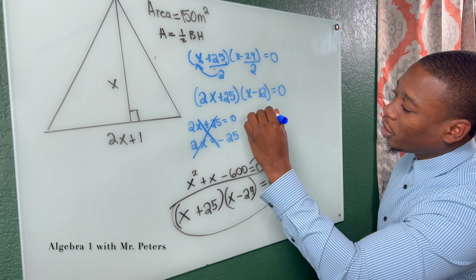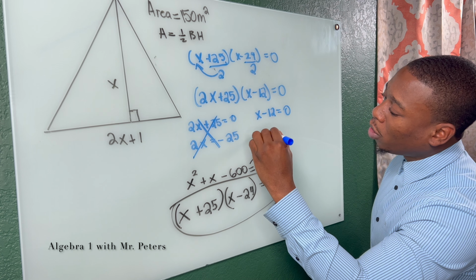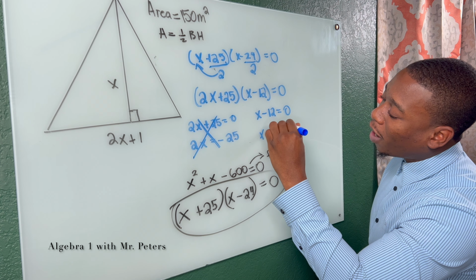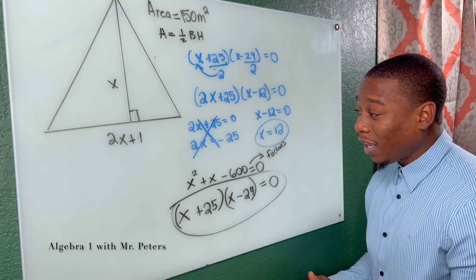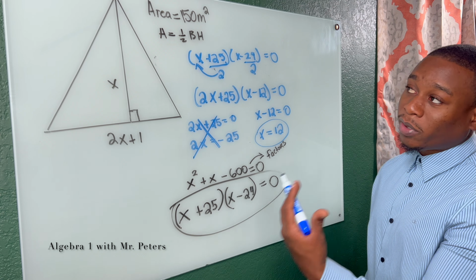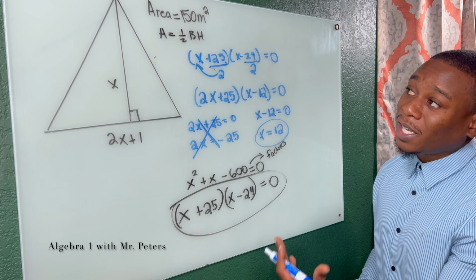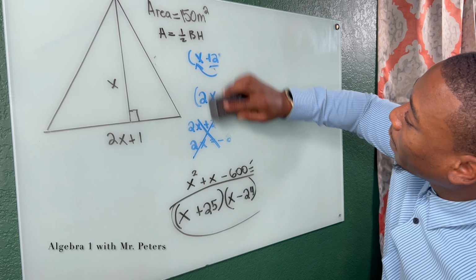When we go to our second factor, x minus 12 is equal to 0, we're going to get x is equal to positive 12 once we solve. So the correct answer should be x is equal to 12. And what we're going to do is plug this in and see if we get the same exact area as they told us. All right, so let's do some erasing.